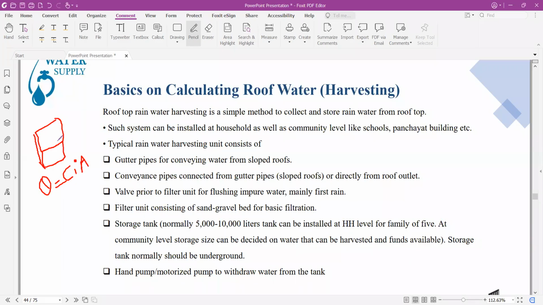So if water falls on this area, it is collected, the slope is provided to it, and it is collected through gutter pipes. Then it can be connected to the conveyance pipe to flow to the filter, where a sand filter, rapid sand filter, or slow sand filter is provided. After that it is stored in a ground storage tank, and then it can be drawn from an underground tank by a pump and used for different purposes.